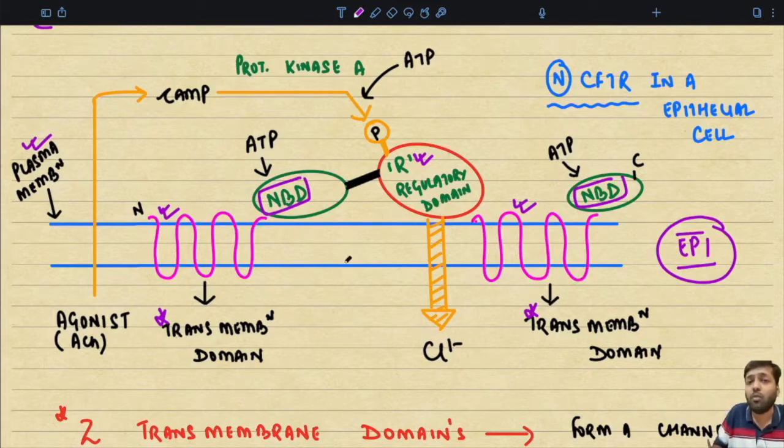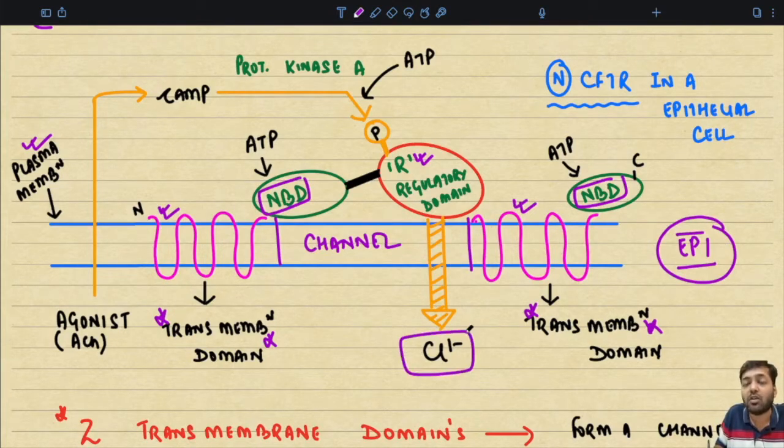So I repeat that there are two transmembrane domains, two NBD domains, and a single regulatory domain. Now, from this particular diagram, you can appreciate that the two transmembrane domains, this and this, are basically forming a channel for the secretion of ions, mainly chloride ions. So they are forming a channel which is going to facilitate the secretion of this particular chloride ion.